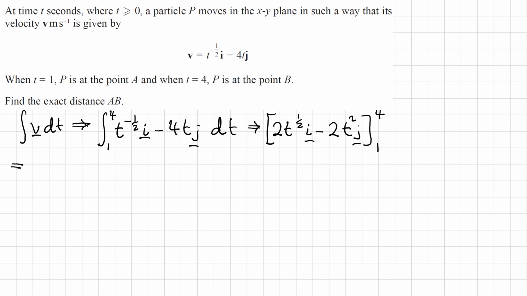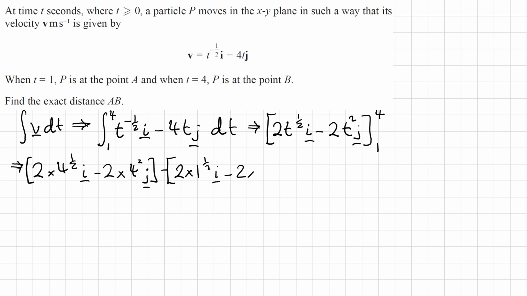So we'll put those in and we will get 2 times 4 to the power half i minus 2 times 4 squared j, minus 2 times 1 to the power half i minus 2 times 1 squared j. So let's see what we get for those 2 points.